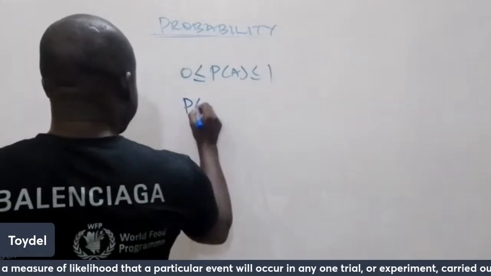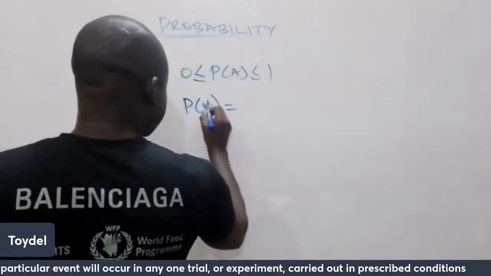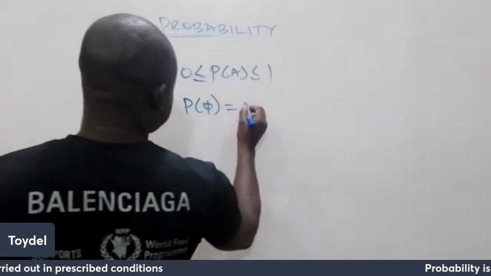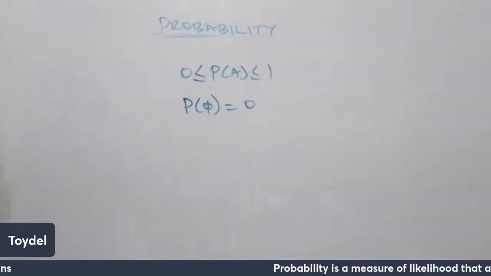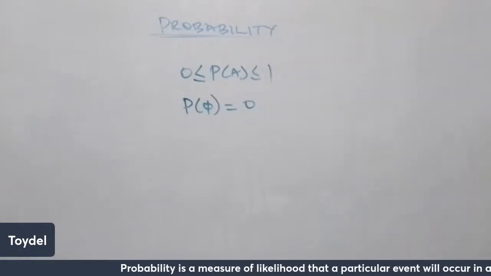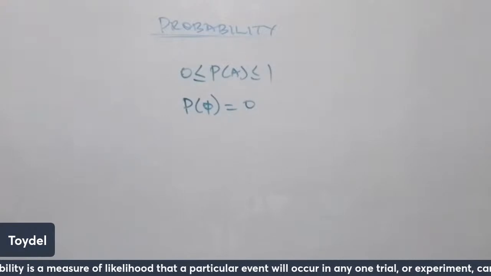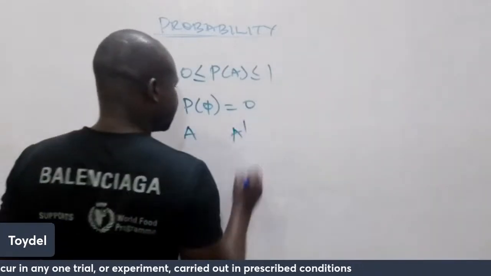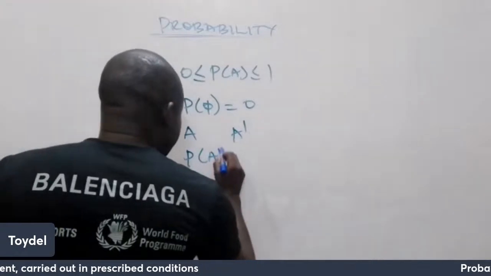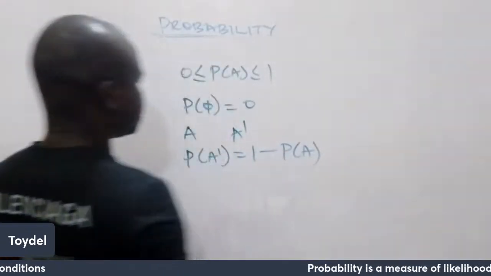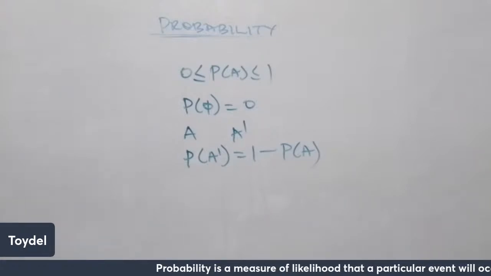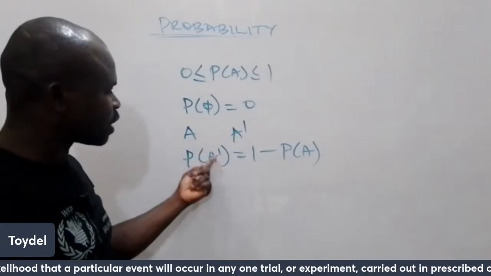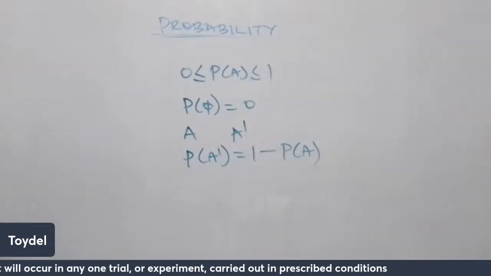Then we also know that the probability of the empty event, that is, the impossible event, is 0. When we are sure that an event is impossible, the probability is 0. Then if you have event A and the complement of that event, the probability of the complement will be 1 minus the probability of A. That is, the probability that the event will happen plus the probability that it will not happen is equal to 1, the total probability. You know the meaning of a complementary set, so the probability of A complement will be 1 minus the probability of that event.